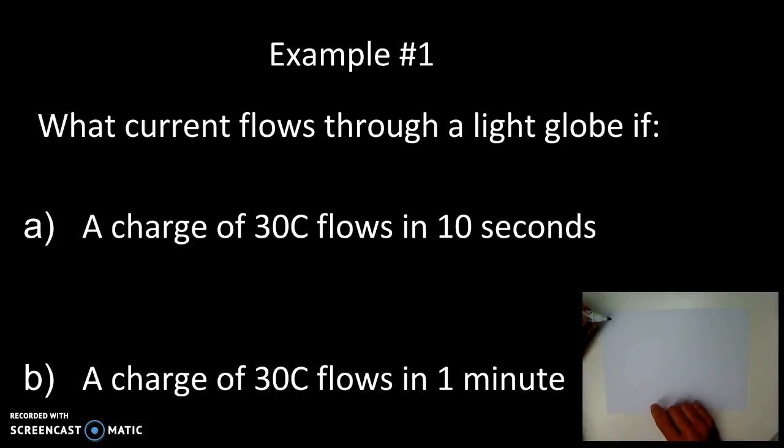If we want to know the current if a charge of 30 coulombs flows in 1 minute, once again we write down charge 30 coulombs, but the time is 1 minute. Now a minute is not a standard unit, we need to convert that to seconds. So 1 minute is equal to 60 seconds. Now, current is charge over time, which equals 30 coulombs over 60 seconds, which equals 0.5 amperes.